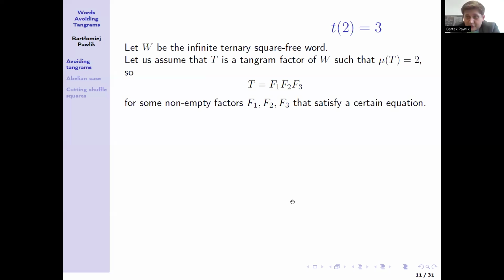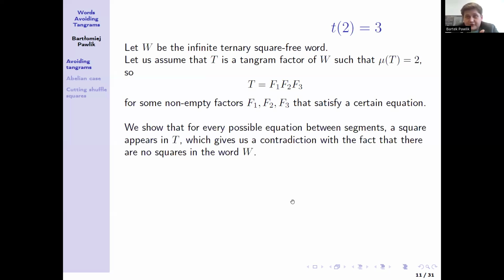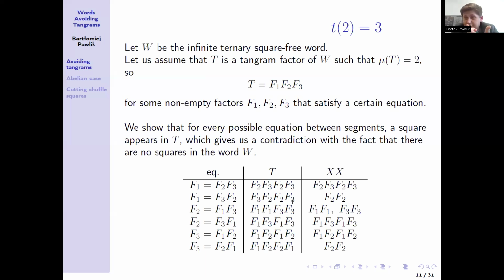So if the cutting number is 2, then we can split it into 3 pieces for some non-empty factors f1, f2, f3. And they have to satisfy a certain equation. There are, I think, 6 equations that can be satisfied, but every one of these equations gives us a square.